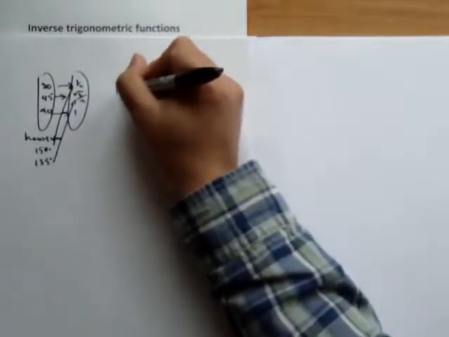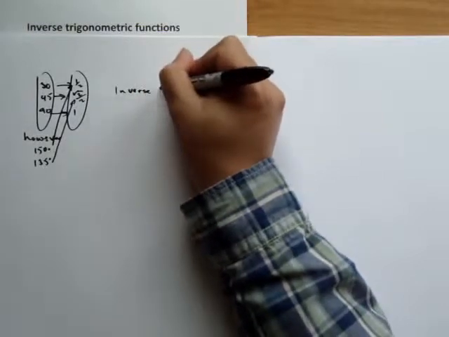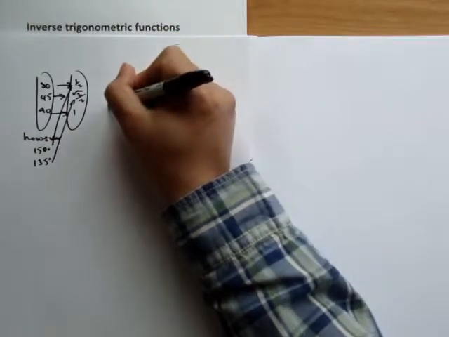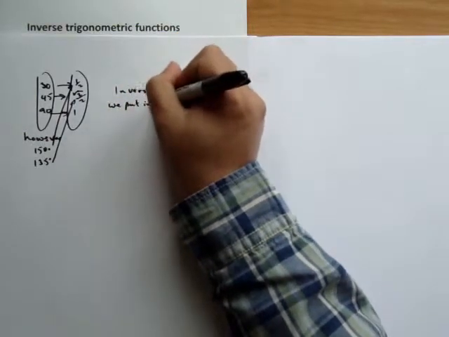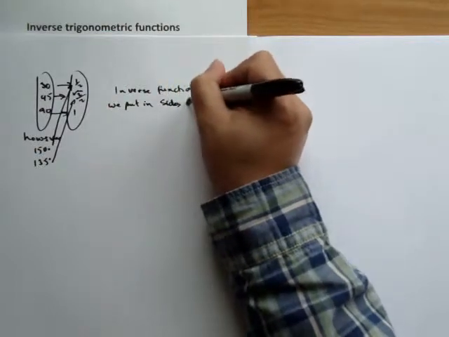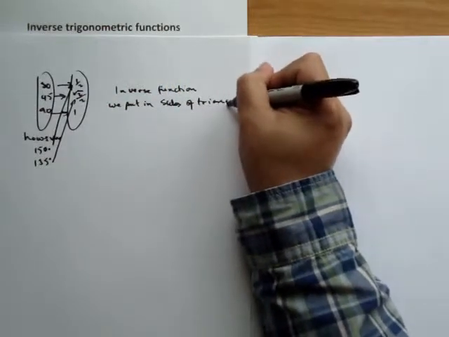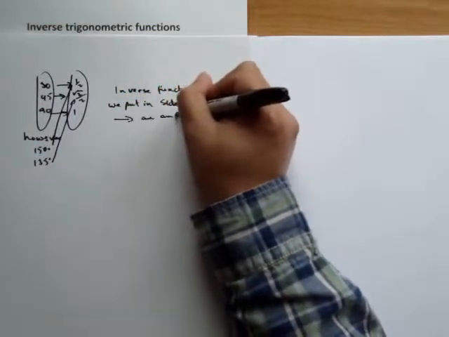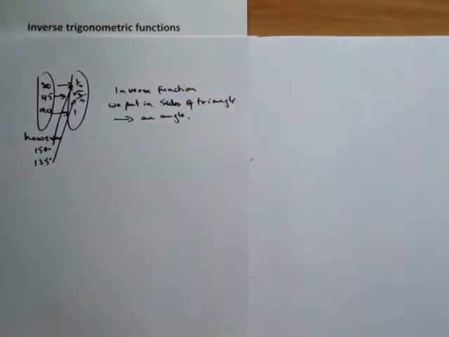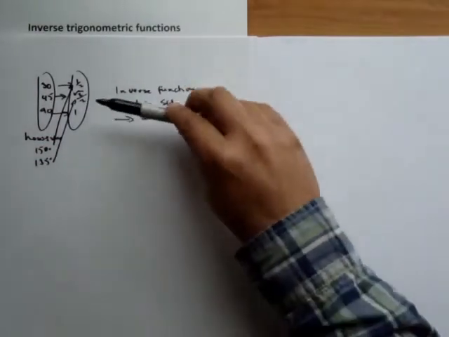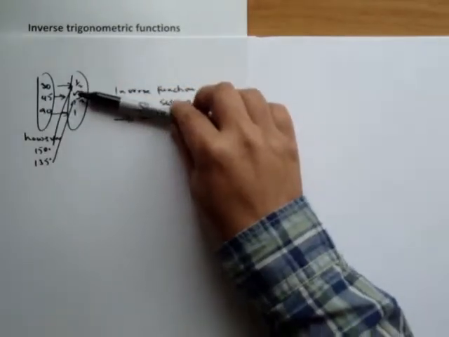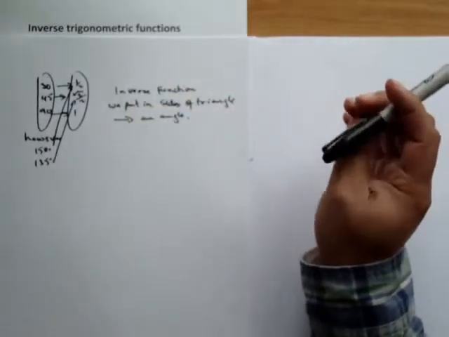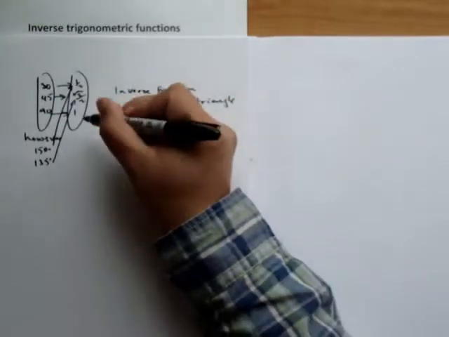With an inverse function, we put in sides of triangles, and the output we get is an angle. So we go in the other direction. When we go in the opposite direction, which is the inverse, it's not a function.